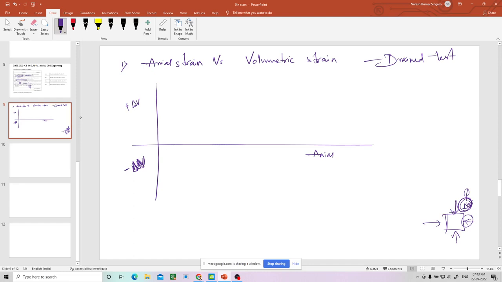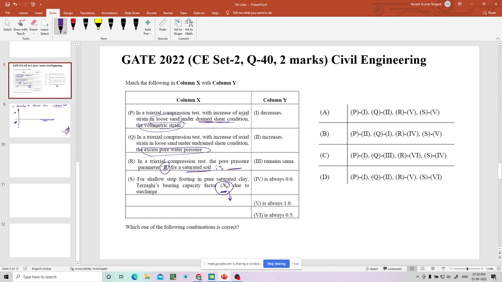Anyway, let's go back to the question again. What is the relation in the drained test when the axial strain is increasing? When the axial strain is increasing, what happens to volumetric strain? What is it asked?